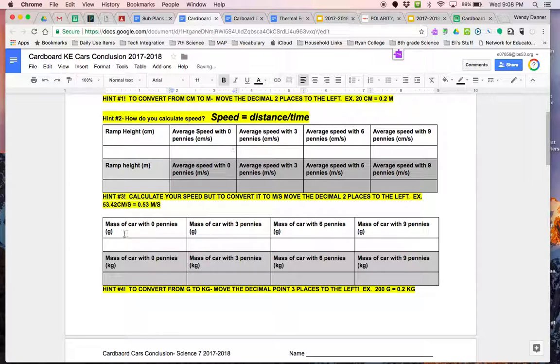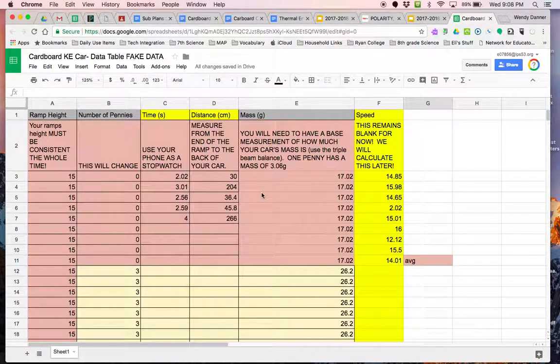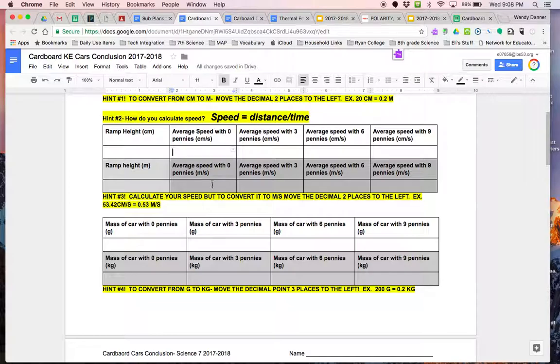All right, so down here, mass of the car was 0 pennies. Go back to your Google Sheet. Mass of your car was 0 pennies. It's right there. Don't type 17.02 just because it's what you see me have. You need to look at your Google Sheet for this. So what's the mass of your car with 0 pennies? What's the mass of your car with 3 pennies? And so on. You get the point.